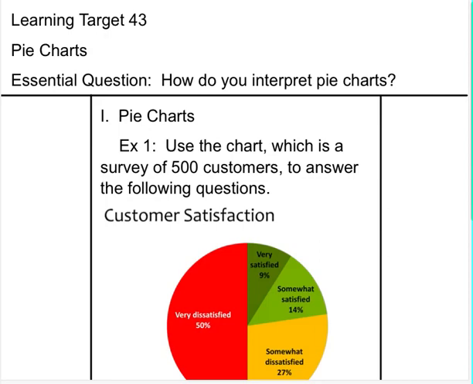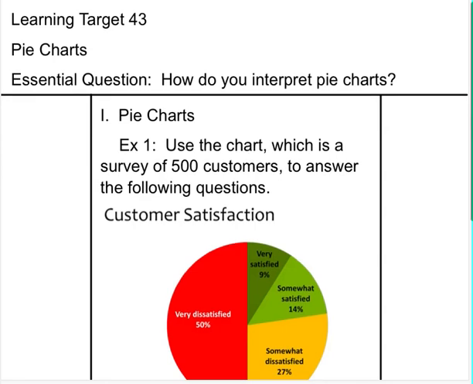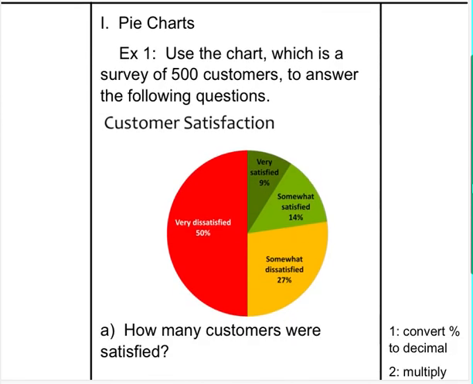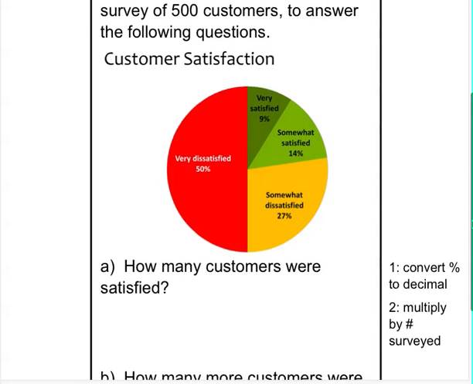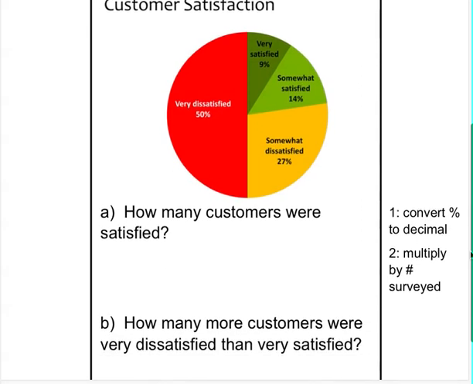So we're going to start with our first pie chart. And this pie chart shows customer satisfaction, and it was a survey of 500 customers. So we've got our steps over here by the questions. So when you look at the pie chart, it's easy to tell that the vast majority were dissatisfied. If you looked at the very dissatisfied with the somewhat dissatisfied and combine those, most of these customers were dissatisfied with whatever customer service they got. And then there was a smaller section, less than a quarter of the customers were satisfied.